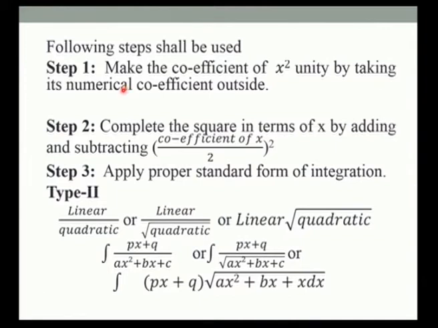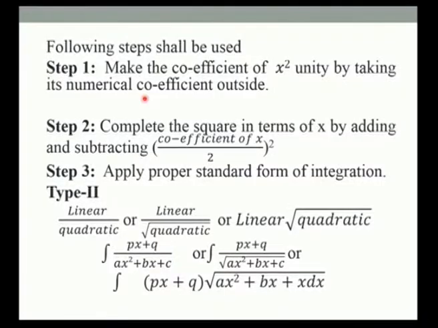In a quadratic equation or a quadratic function, in general, a is the coefficient. In the first step, to integrate the rational function which has a quadratic in the denominator, we need to make the coefficient of x square unity. That can be done by taking its numerical coefficient outside.